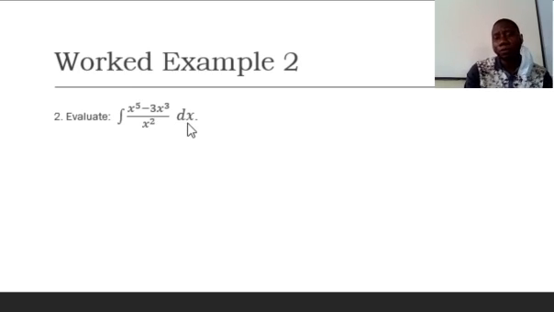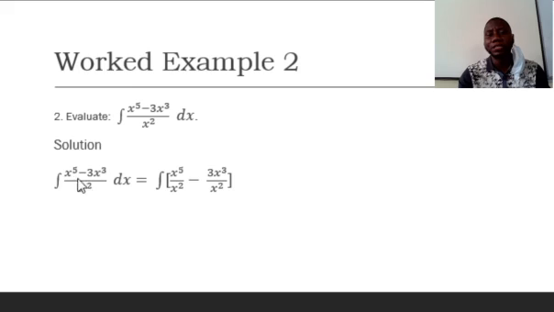Now, in this type of problem, it is important to split the function into individual fractions before you can integrate. What do I mean by that? We have this. If I split this into fractions, I will have x^5 over x^2 minus 3x^3 over x^2. This is what I'm going to have here.